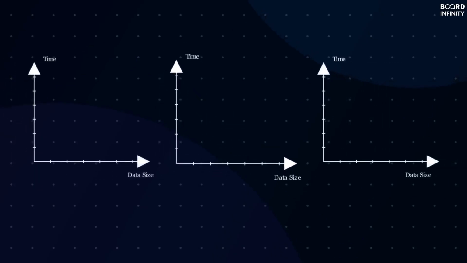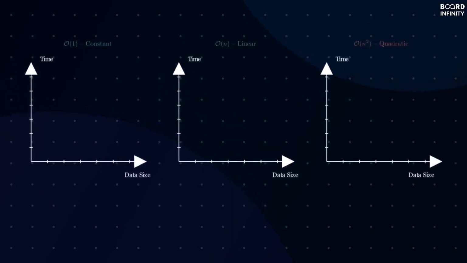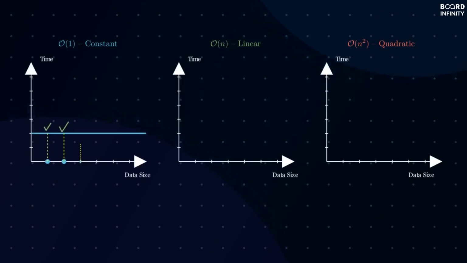Now let's talk about Big O. This topic often intimidates beginners because it looks mathematical. But Big O isn't really about math. It's about this question. If I double my data, how much longer does my operation take? It's about growth rate, not absolute speed. O(1) means constant time. Same time, no matter how much data.